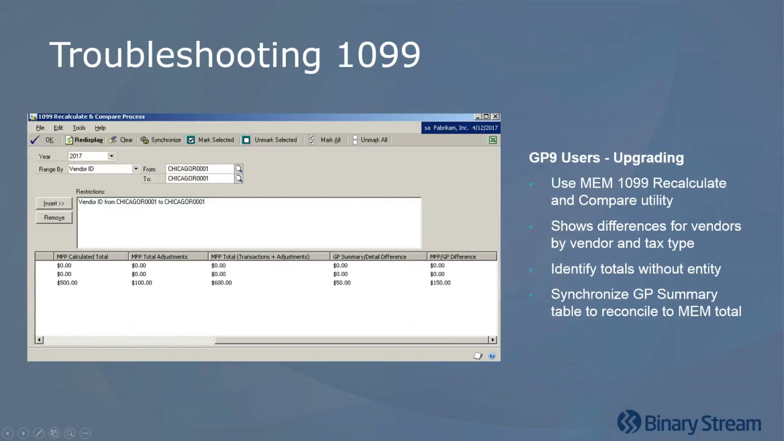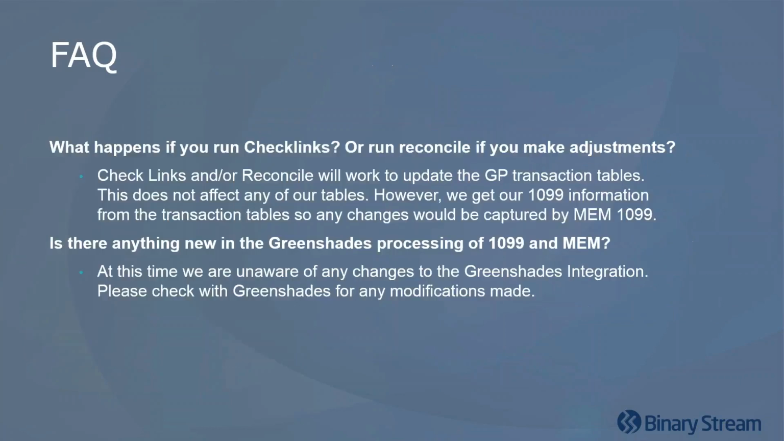All right, so because I've been doing this webinar for a few years, what I like to do is go through some of the previous questions that we've had, just in case these happen to be questions you had as well, because I always find it valuable to bring that forward. Some of these are probably a little bit more administrative, high level, but just so that you know. So we got asked what happens if you run check links and run reconcile if you make adjustments.